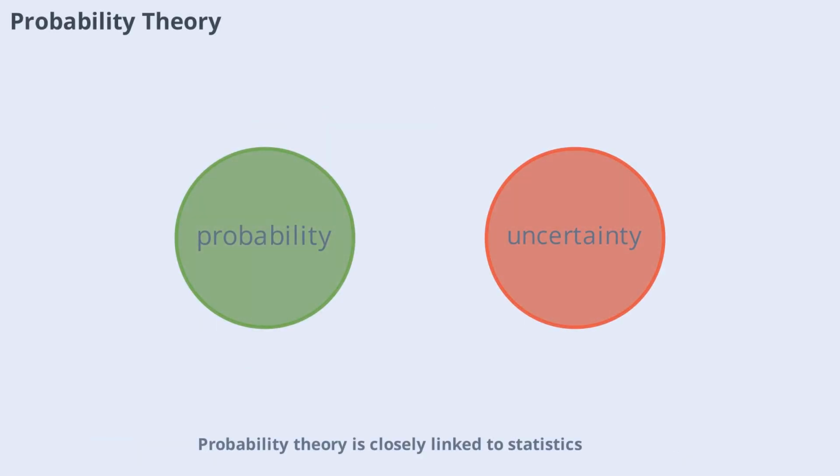Probability theory is closely linked to statistics. It helps us quantify uncertainty and make predictions about future events. In data science, probability is used in everything from risk assessment to machine learning algorithms. Understanding probability allows data scientists to model randomness and make informed decisions under uncertainty.